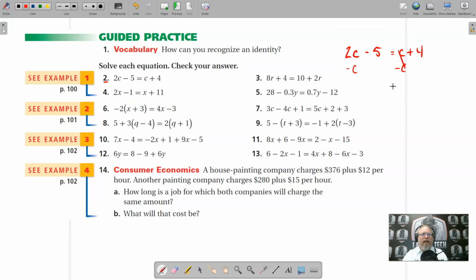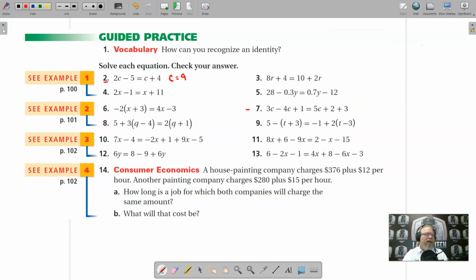So these C's will cancel each other out, leaving me with just a 4 on the right. 2C minus 1C is going to leave me 1C minus 5. Now let's go ahead and add 5 to each side, and those will cancel each other out. C equals 9 in this case. So in this case, C equals 9. Let's do another example. Let's take it to a little more difficult one.